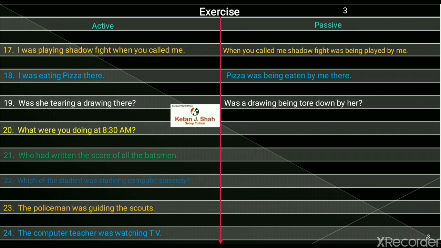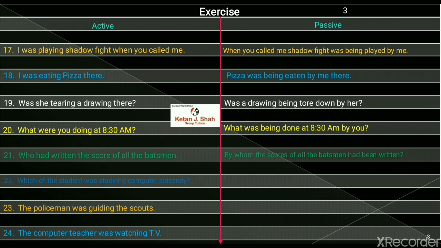20th. What were you doing at 8:30 a.m.? Becomes, what was being done at 8:30 a.m. by you? 21st. Who had written the score of all the batsmen? Becomes, by whom the scores of all the batsmen had been written.